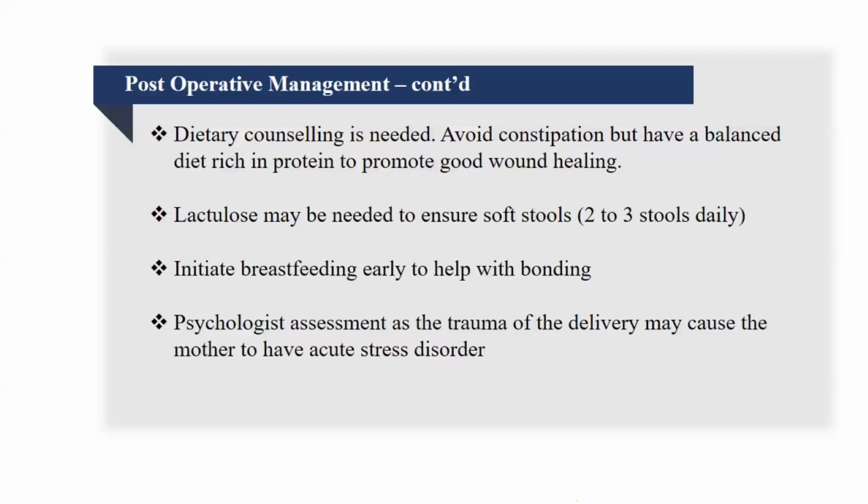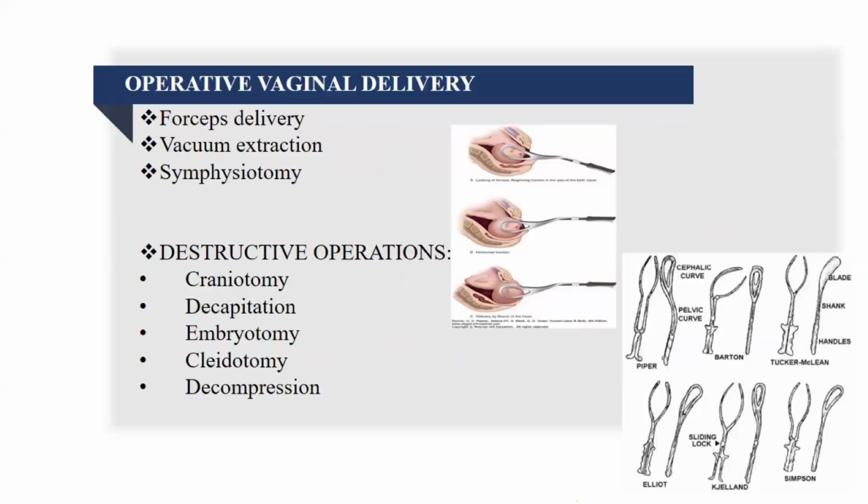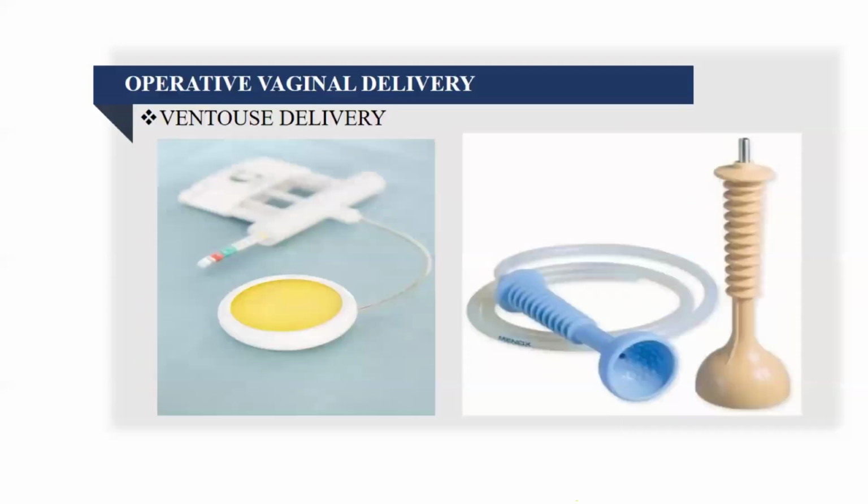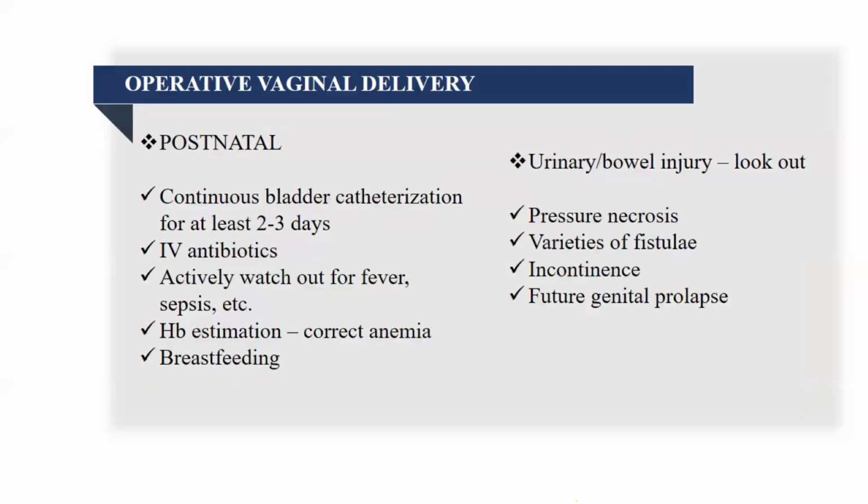Psychologist assessment is needed to help the woman deal with the post-traumatic events that she may be going through. Now, the other way of delivery, the operative vaginal delivery, you can use forceps delivery, vacuum delivery, or, in other places, they still perform symphysiotomy. And there are destructive operations that can be done: craniotomy, decapitation, embryotomy, cleidotomy, breaking of the clavicles to reduce the size of the presenting part so it can pass, and then decompression surgeries. So this is the ventouse vacuum delivery apparatus.